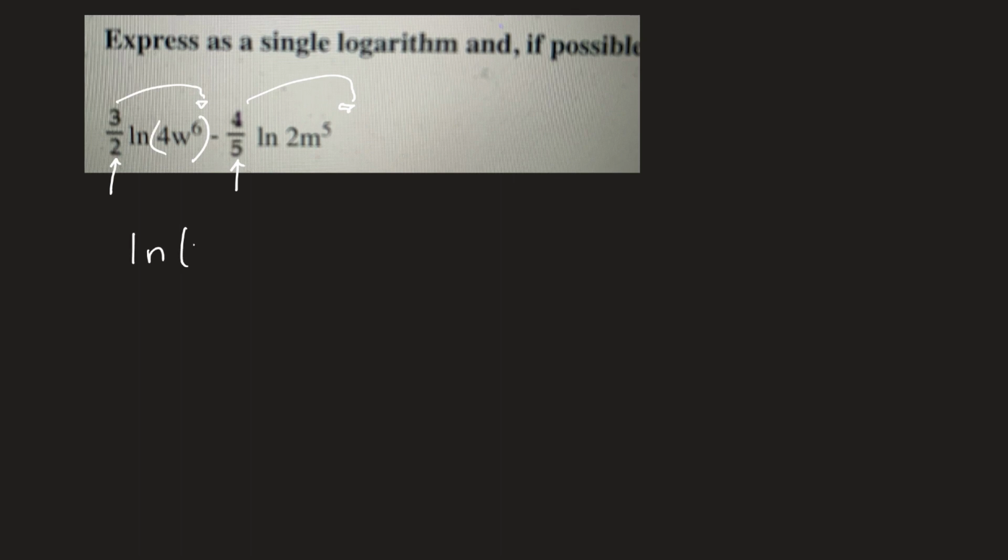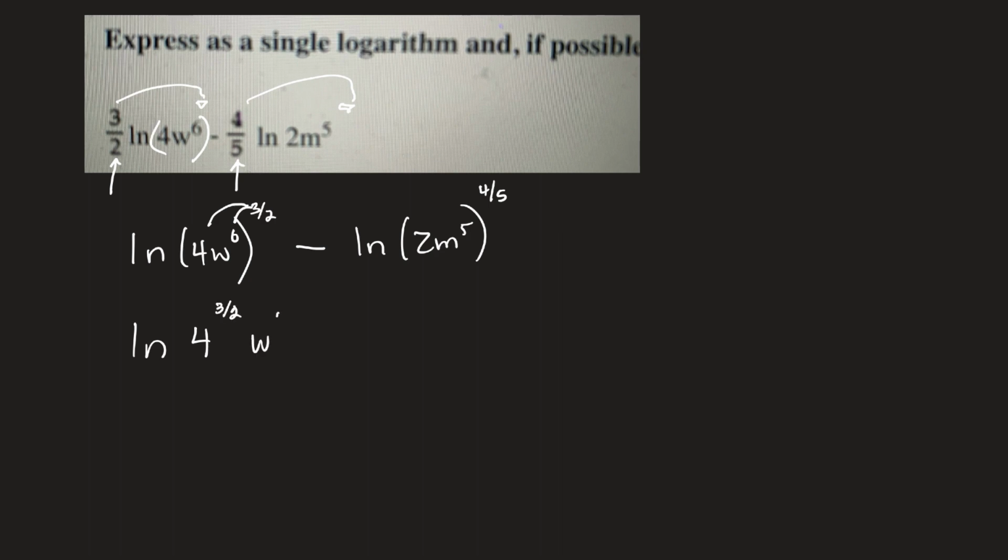So it'd be ln of 4w to the 6th all to the 3/2 minus ln of 2m to the 5th all to the 4/5. Okay, so then if I apply that 3/2 to the 4 and to the w's, it'll be ln of, okay, let me figure that out. It'd be 4 to the 3/2 and w to the 6th to the 3/2.